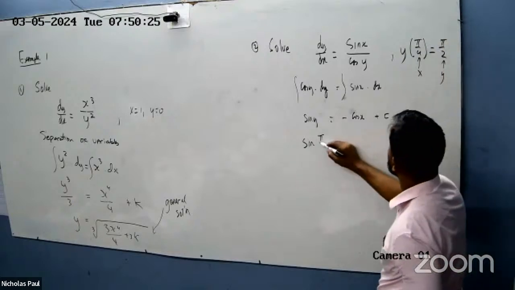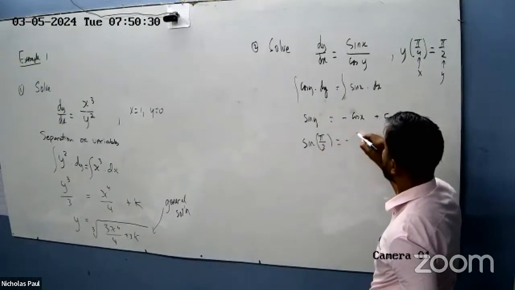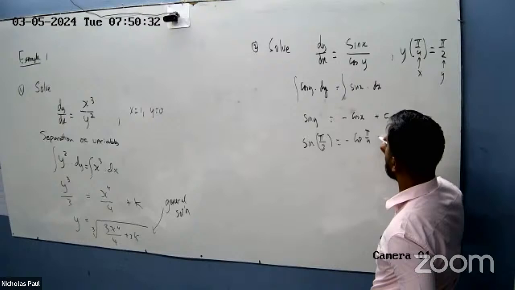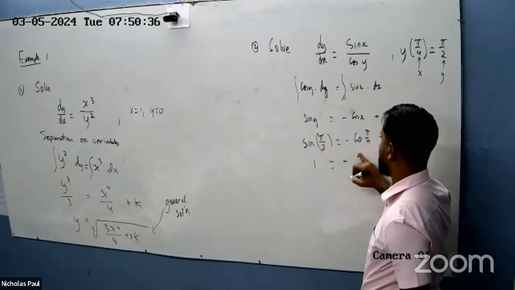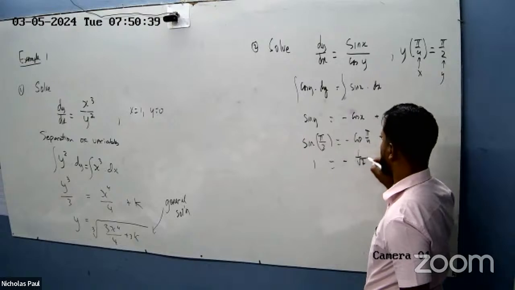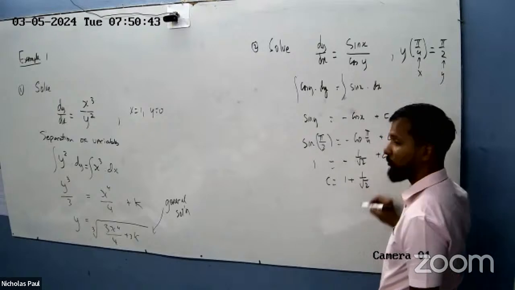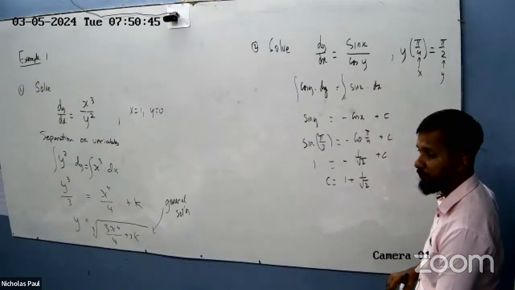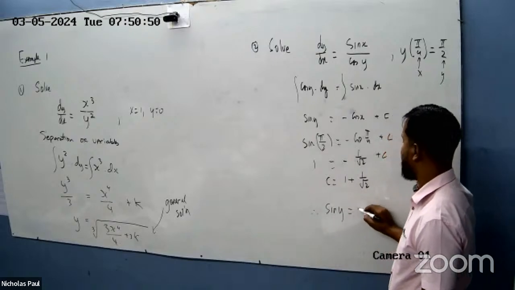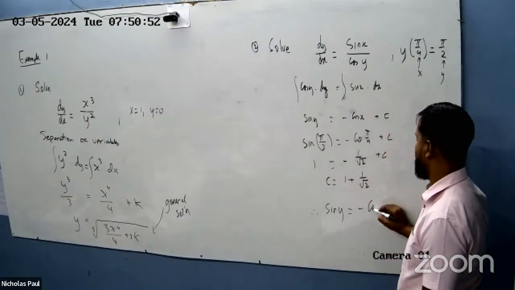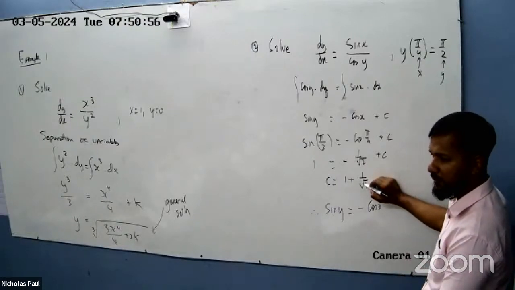So sin pi on 2 is equal to minus cos pi on 4 plus c. Sin pi on 2 is 1, cos pi on 4 is 1 on root 2. So C is 1 plus 1 on root 2. And then you'll end up with sin y is equal to minus cos x plus c. What's 1 plus 1 on root 2? Simplify.